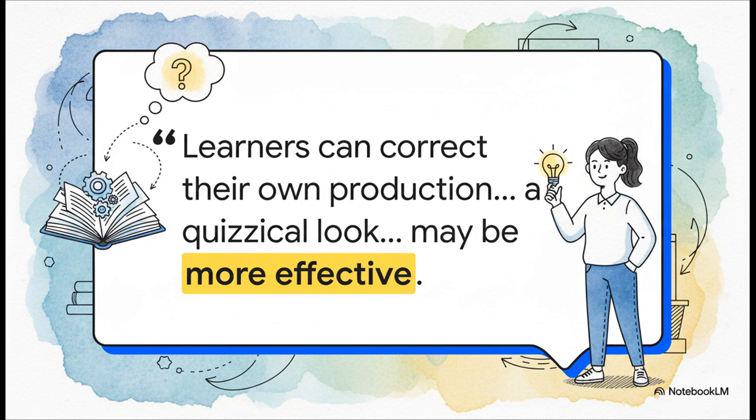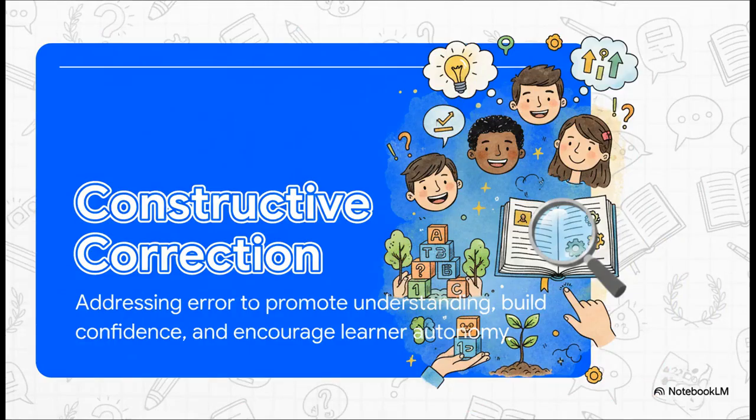That's it, right there. Sometimes the best tool isn't a big explanation. It's just a raised eyebrow. Your job is to be the guide, not the answer key. And that's what we're really aiming for, constructive correction. It's this idea that you're addressing an error in a way that actually helps them understand, builds their confidence, and pushes them to be more independent. It's about creating students who aren't afraid to make a mistake because they know it's just part of the process.